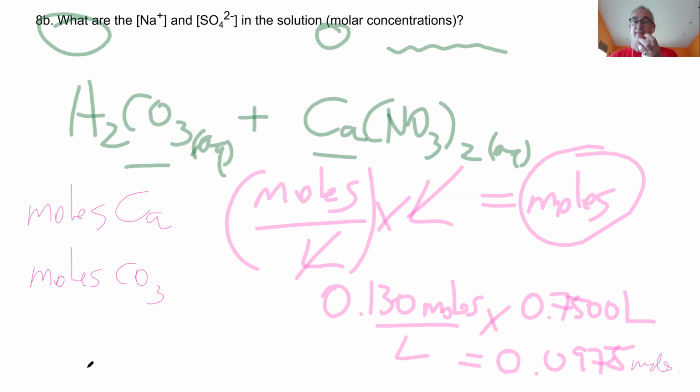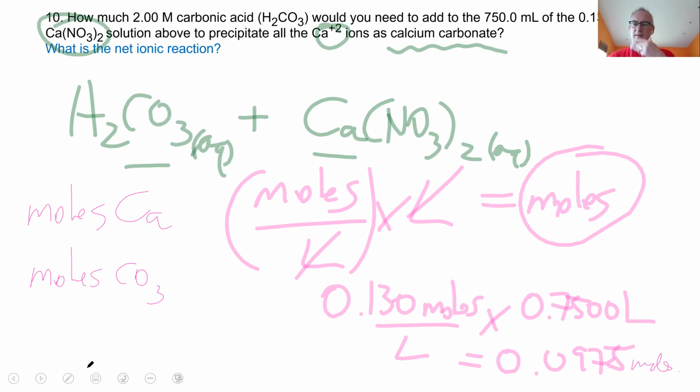Right, so since for every mole of calcium nitrate, I get 1 mole of calcium, that's the amount of calcium I'm going to get from that concentration. So that's how many moles of calcium I need. And we know that there's a 1-to-1 ratio between the calcium ions and carbonate. So how much carbonate am I going to need?